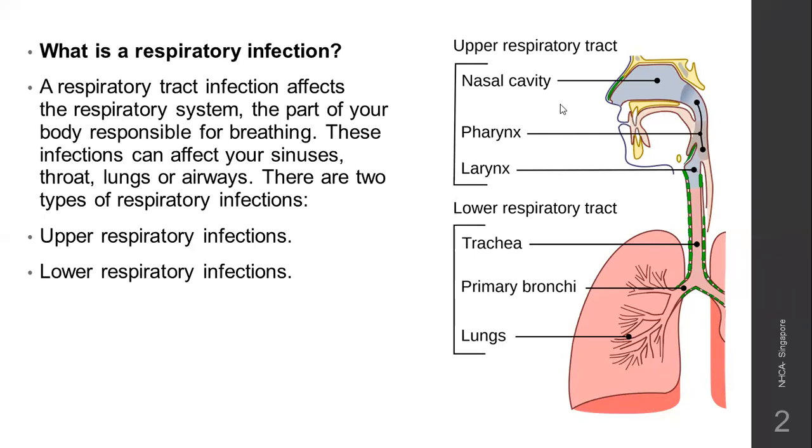Okay, you can see a view of the respiratory system from the nostrils up till the lungs. Okay, till the larynx, it is the upper respiratory tract. From the trachea onwards, after the larynx, trachea, bronchi, lungs, they come under the lower respiratory tract. The nose, nasal cavity, pharynx, larynx come under the upper respiratory tract.